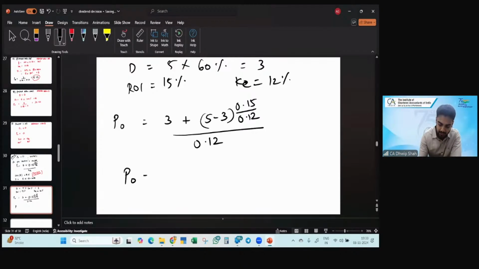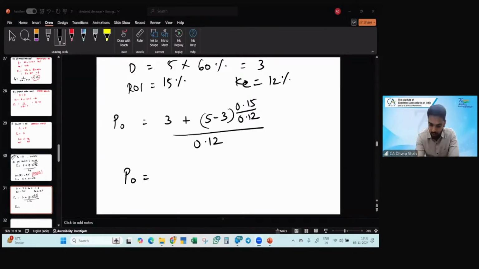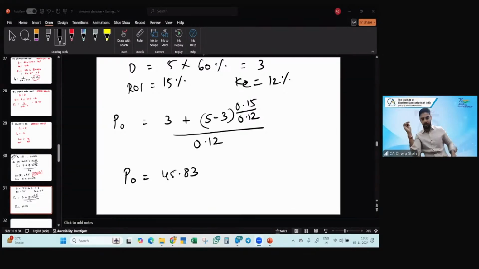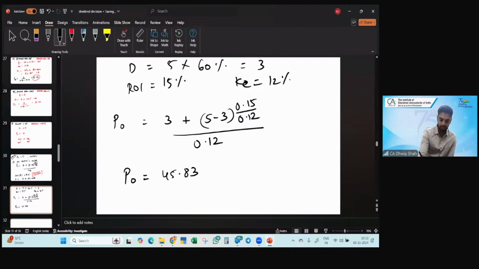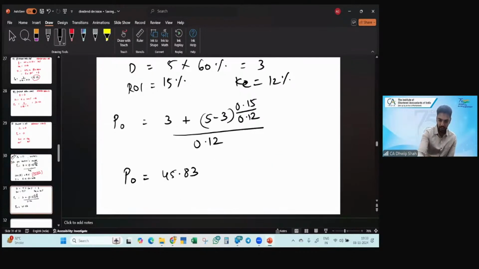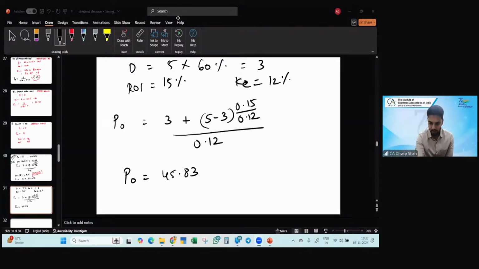Tell me, what is the price as per Walter? 45.83. It comes to 45.833. Any confusion? Any query in the first part of the question? Any doubts? Okay. Let's move to the second part.